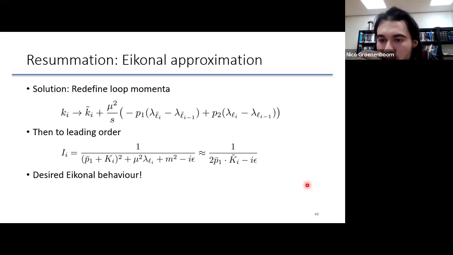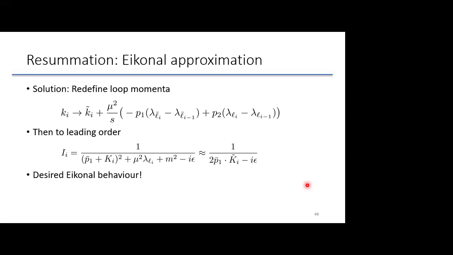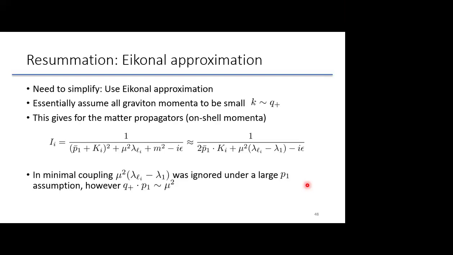Sorry, yes? What is the justification of dropping that elsewhere? Because we are integrating over this loop momentum, right? And there the integral is from 0 to infinity. Now, could you clarify that justification for dropping this elsewhere?